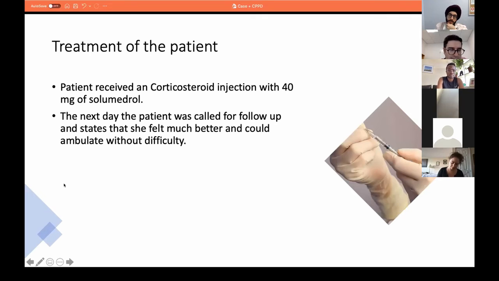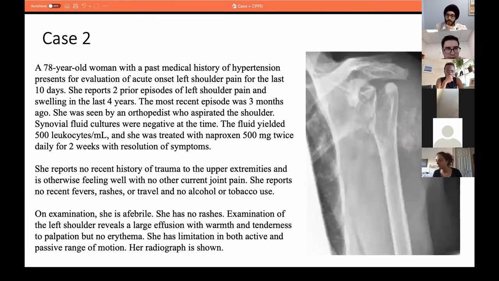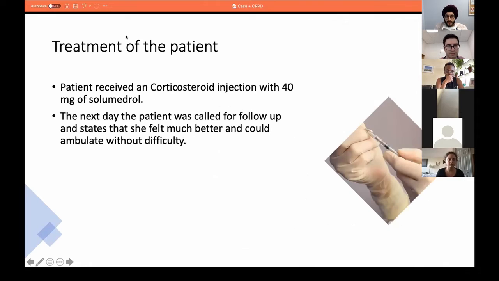So in the case that we described earlier, the patient got the steroid injection after we got the studies, and then when I called for follow-up, she was doing pretty well. Okay, so this was it for CPPD. Before we go into another topic, I just want to ask if you guys have any specific questions for CPPD.